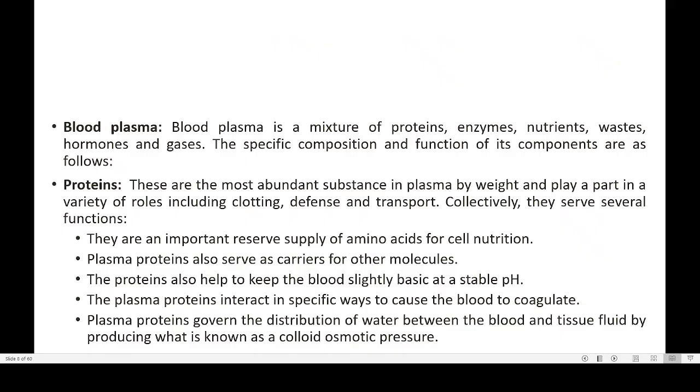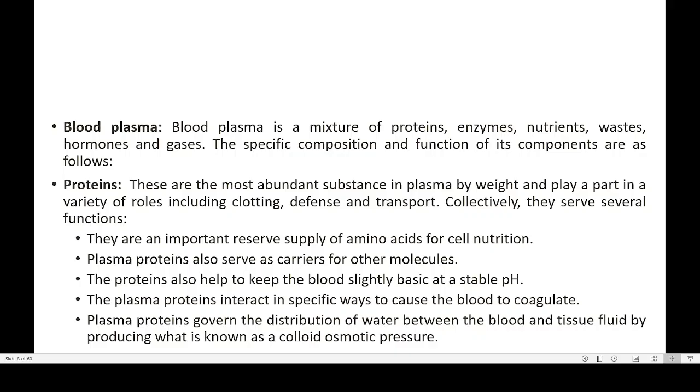Coming to the protein, these are the most abundant substance in plasma by weight and play a part in a variety of roles including clotting, defense and transport. You will see some of them. They are the important reserve supply of amino acids. So the amino acids needed by the body are mainly obtained from different proteins present in the plasma. Then plasma proteins also act as carriers for other molecules. Carrier means they will be transporting several things; some kinds of hormones can also be transported by plasma protein.